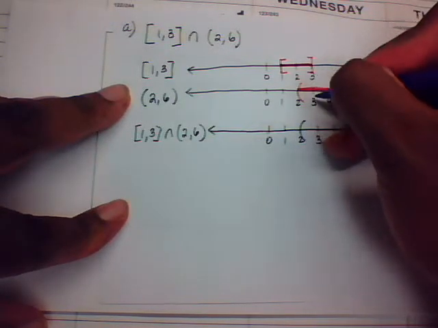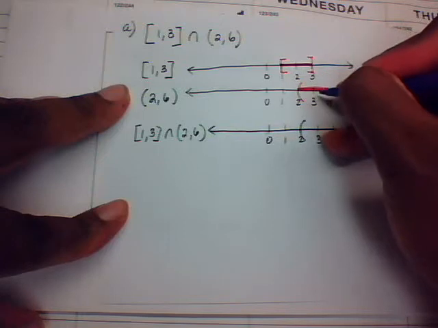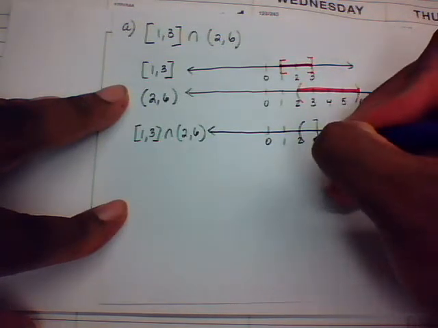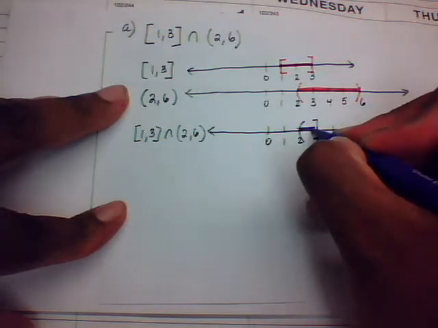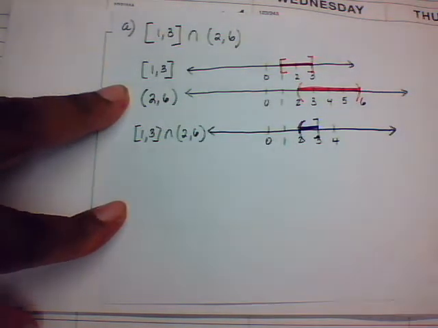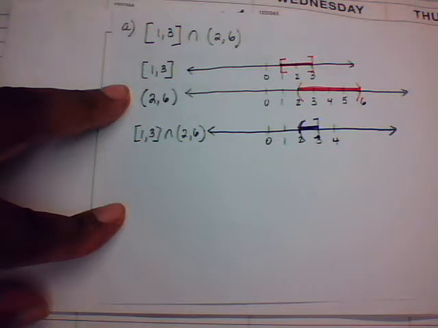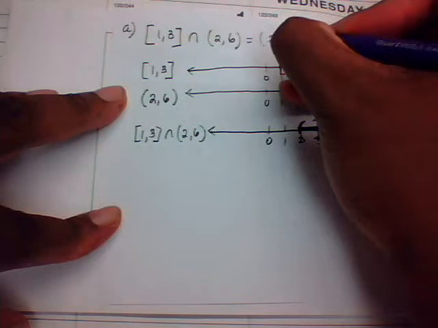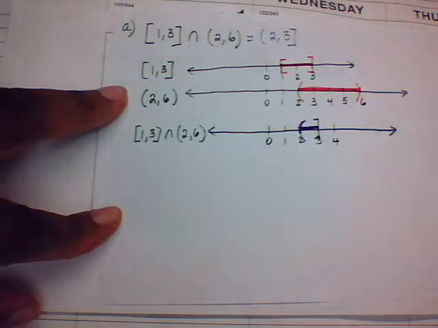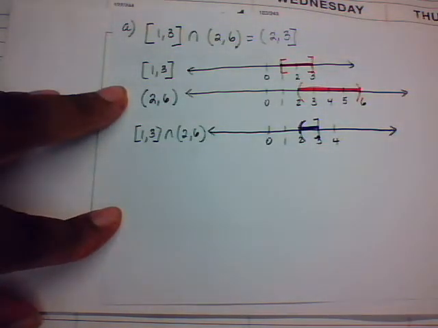For 3, it's included in both of them, so we use a bracket. And then we shade in between 2 and 3. So that intersection would be the half-open, half-closed interval (2, 3].